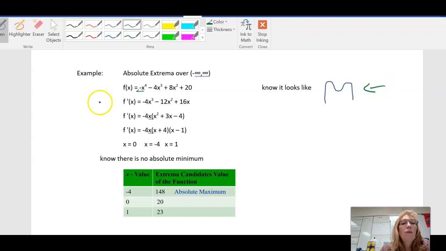Okay, now we do our first derivative. By looking at this, we know there is no min. But I should have a max, either here or here, right? I have a relative min, but not an absolute min.